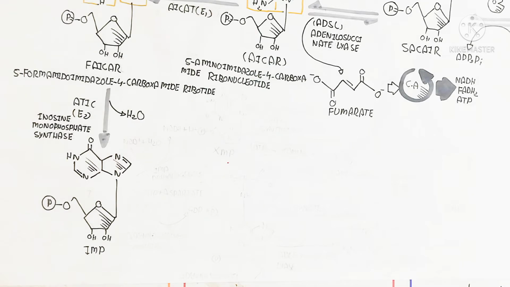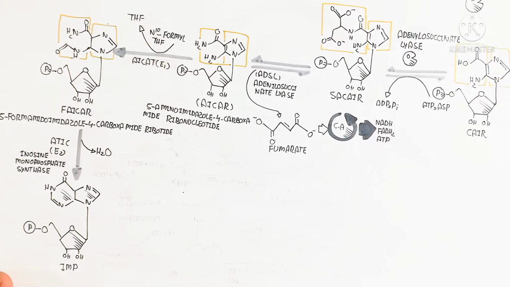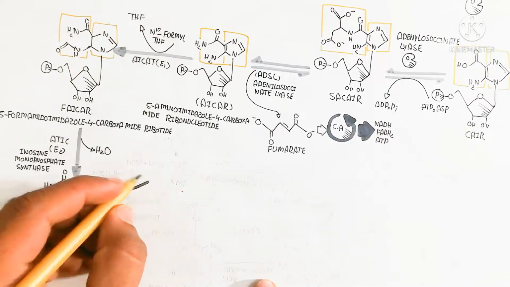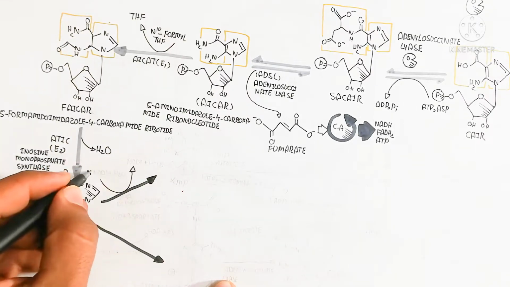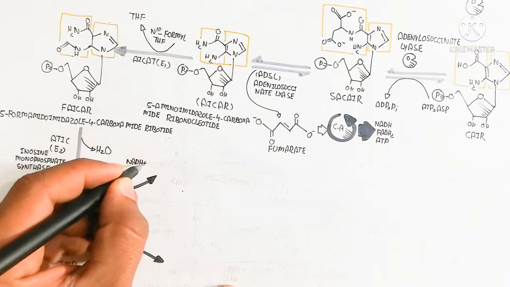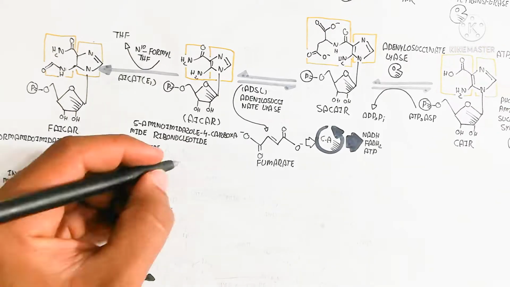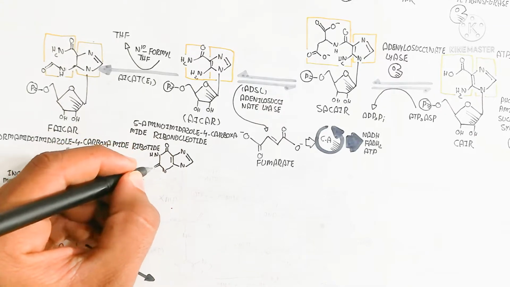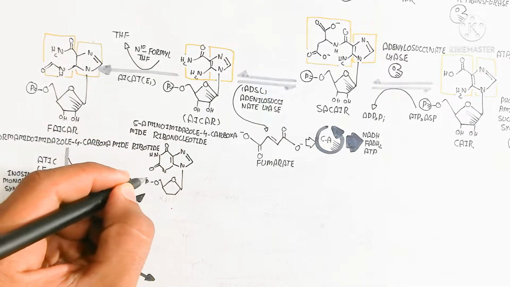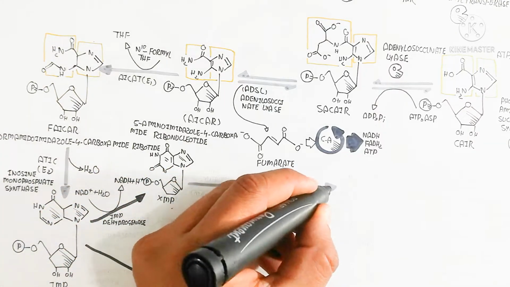So in this way, monophosphate means carbon number 5 contains a phosphate. If two phosphates are attached, it is known as IDP, and ITP, the inosine triphosphate, is also produced. But in this case you can see NAD plus used in the presence of water for dehydrogenation, and the IMP dehydrogenase enzyme is used to produce XMP. So XMP means the monophosphate, and the X comes from the IMP.